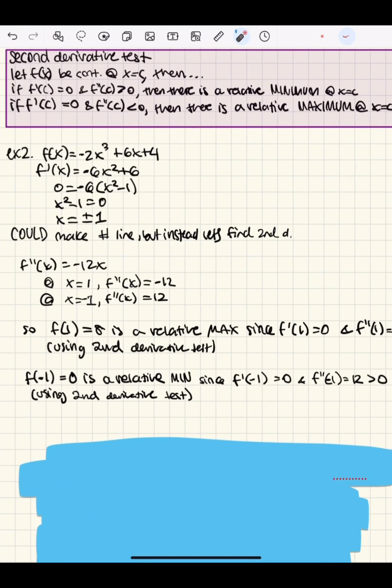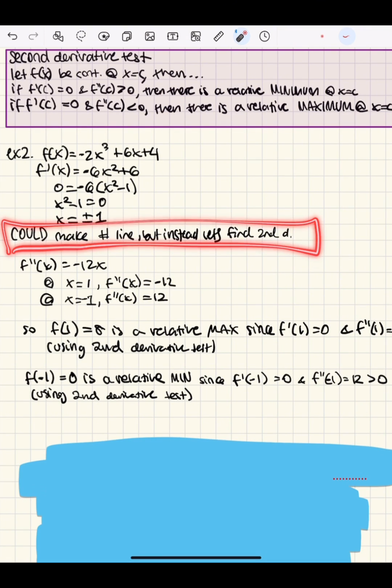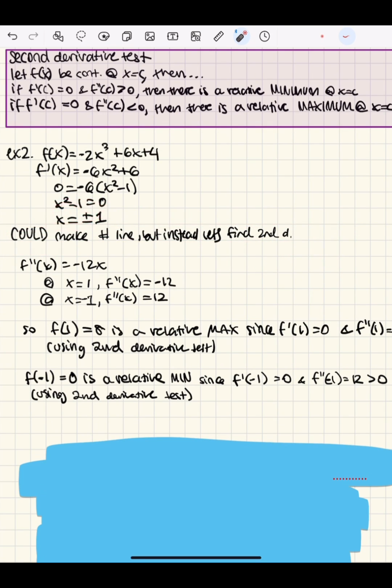So for this function right here, we'll take the first derivative and find the critical points. Here I wrote, could make a number line, but instead let's find the second derivative. This is a really important idea. You could solve the exact same problem using a first derivative number line to find the maximum and minimum. But instead we're going to use these critical values. We also assume continuity unless they tell us otherwise, or unless it's obviously not continuous, but since this is a cubic, it's probably continuous, unless they tell us there's a hole. So you could pick a number line, but we're not going to. Instead, we're going to try it the other way.